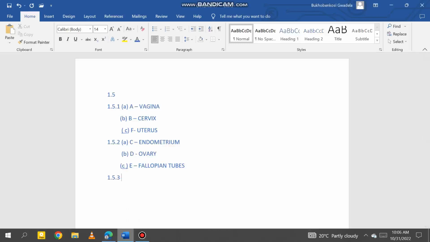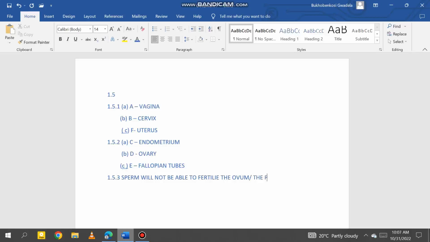Our answer for 1.5.3: we can say the sperm will not be able to fertilize the ovum, or you can say sperm will not be able to reach the ovum, as you can see that it's tied, as I showed you, and cause fertilization.